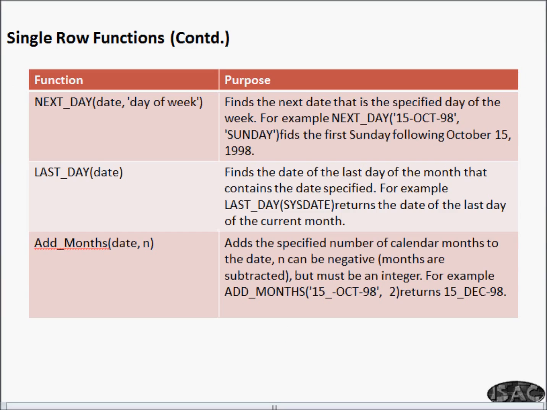Now let us understand some other functions. We have the next day function, last day function, and add months. The next day function finds the next date that is the specified day of the week. For example, next day, say 15 October 1998, Sunday, right? So it finds the first Sunday following October 15. That is what next day does. Last day, you want me to try? I'll just use it.